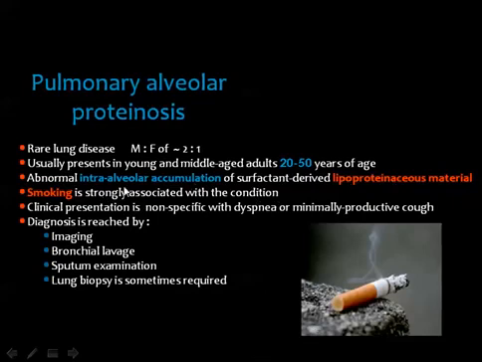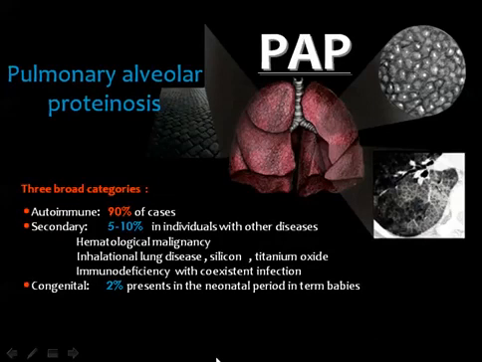There is intra-alveolar accumulation of surfactant-derived lipoproteinaceous material. The disease has a specific imaging appearance, and it can also be diagnosed by sputum examination and bronchoalveolar lavage, and sometimes we may get a lung biopsy to confirm the diagnosis. Then the classic appearance of alveolar proteinosis is what is known as the crazy paving appearance.